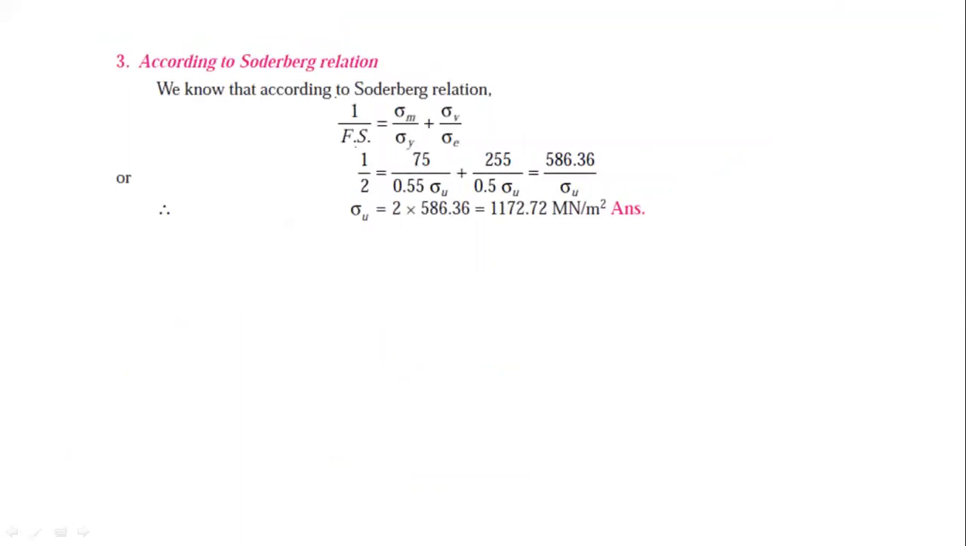Now, according to Soderberg method, already we know the equation: 1 by fs equals sigma m by sigma y plus sigma v by sigma e. Just substitute the values of sigma m, sigma v, sigma y, and sigma e. From this equation you can get sigma u. The final answer is sigma u equal to 1172.72 megapascal. This is the answer according to Soderberg method.